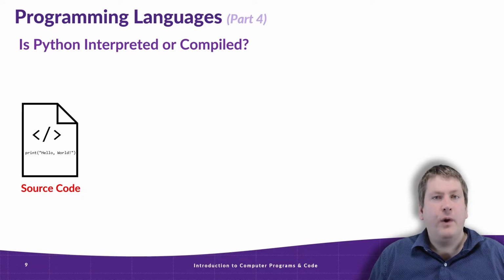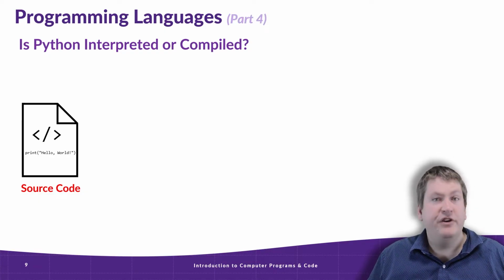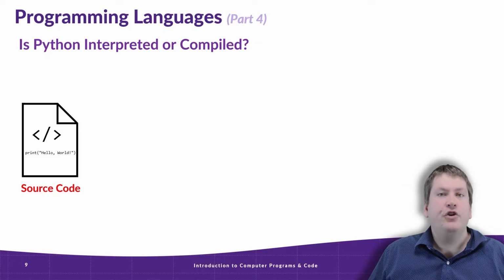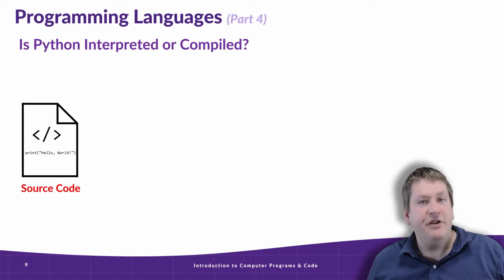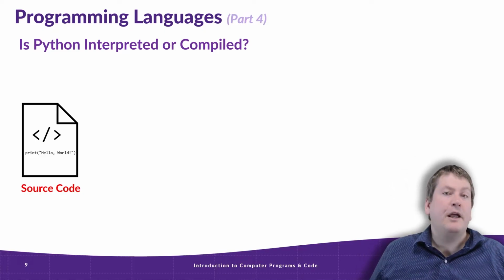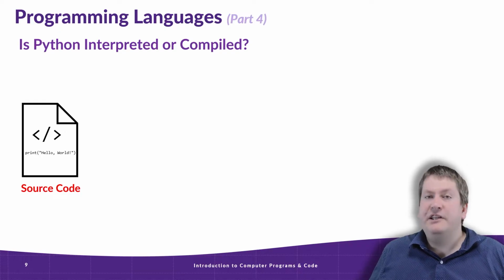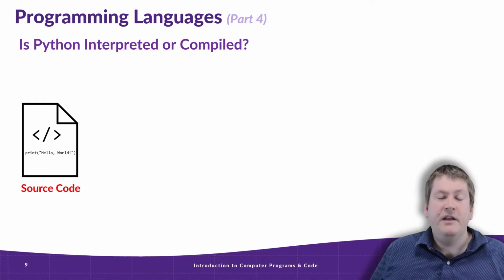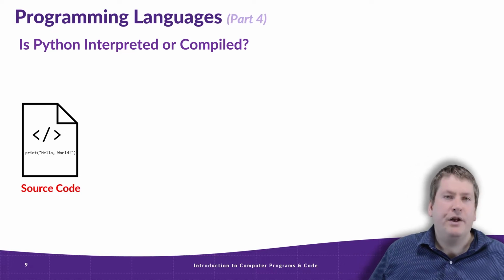So that raises the question, is Python, the language we'll be using for this course, interpreted or compiled? Well, this depends on the implementation of Python you're using. Interpreted or compiled is really more of a characteristic of the implementation of the language rather than the language itself. For this course, we're going to be using an implementation of Python called CPython. This is the standard implementation of Python, which is a bit of a hybrid approach.